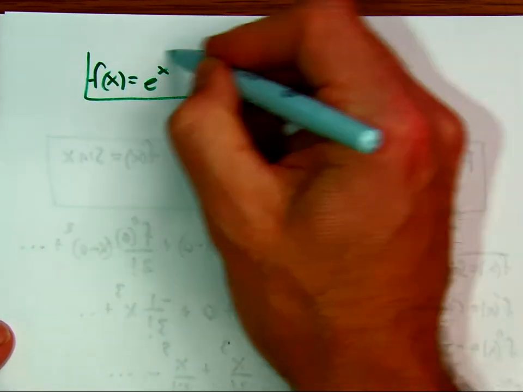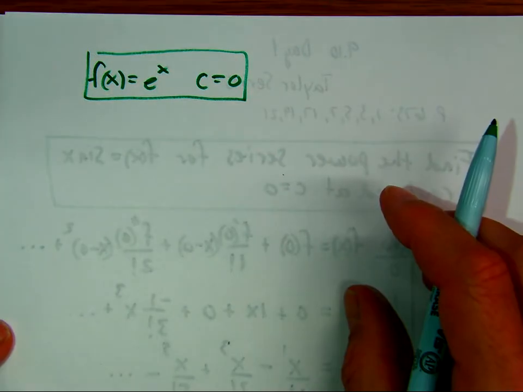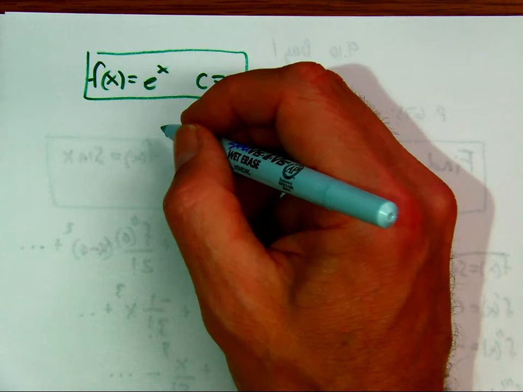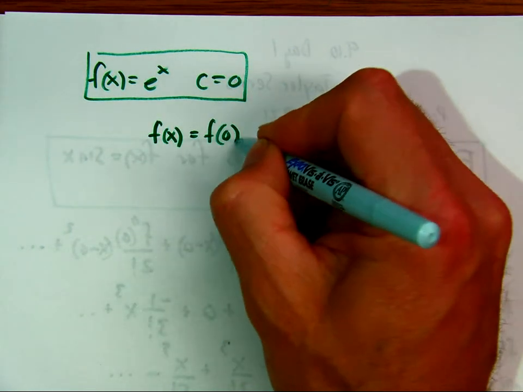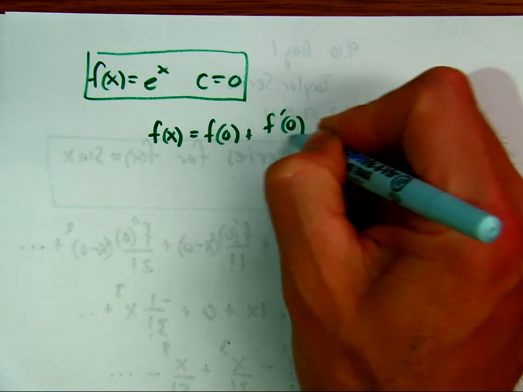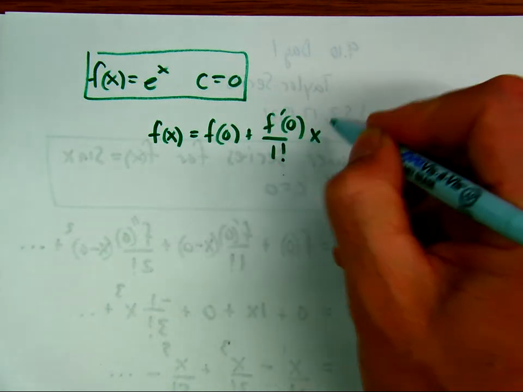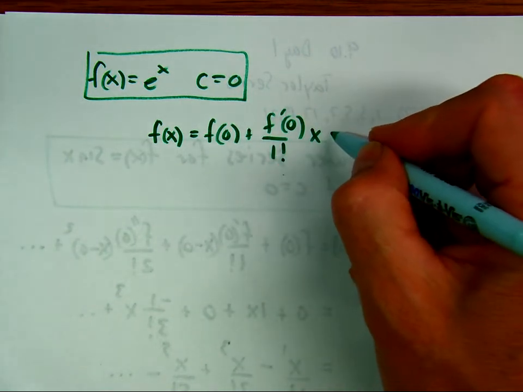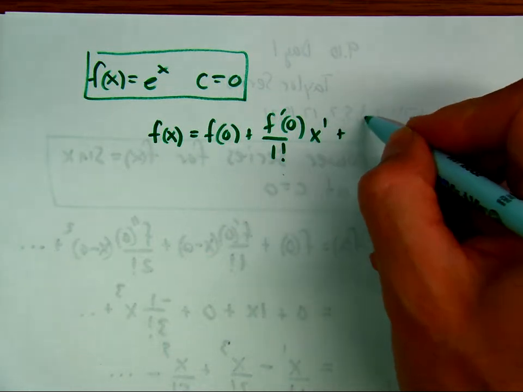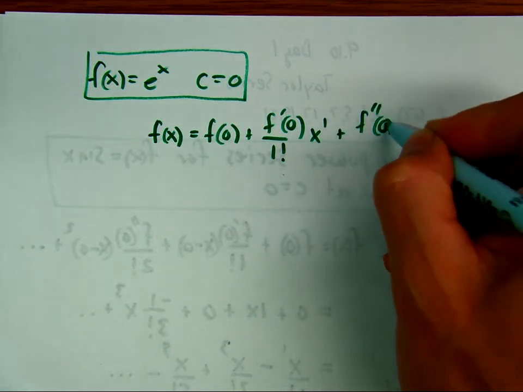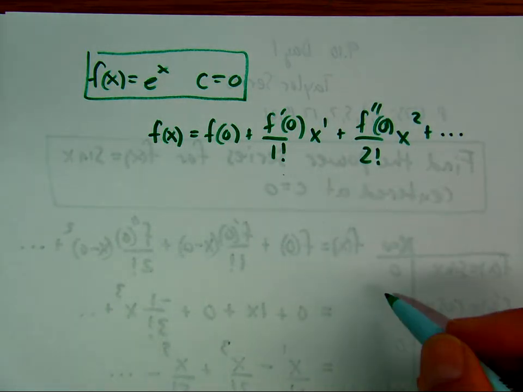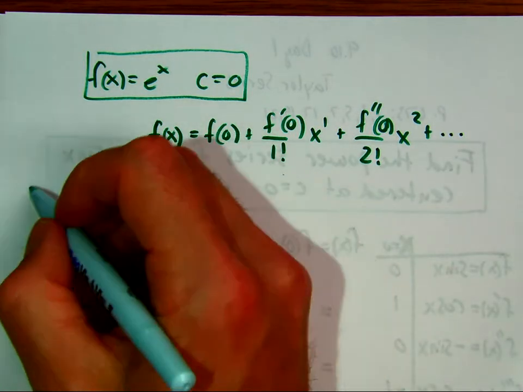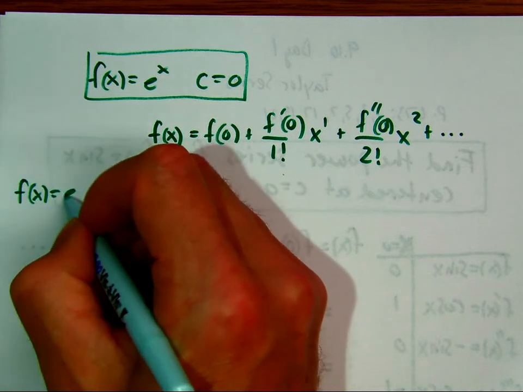All right. Find the power series for e to the x centered at 0. Pause the video. I won't write x minus 0, it's just x to the 1. And we need to have all the derivatives, so f of x is e to the x.